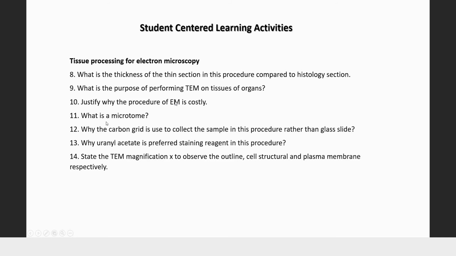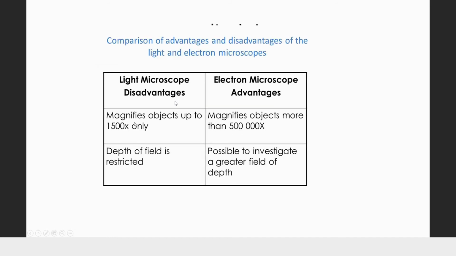Why? What is a microtome? You know this answer by watching this video. Why is the carbon grid used to collect the sample in this procedure rather than a glass slide like ordinary histosections? Why is uranyl acetate the preferred staining reagent in this procedure? And finally, state the TEM magnification, to observe the outline of your sample, the cell structure, and the plasma membrane respectively. Okay, that's all. You can watch the video and you will be able to answer the questions.